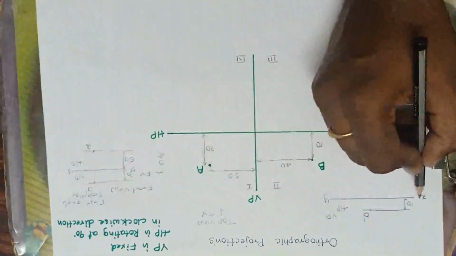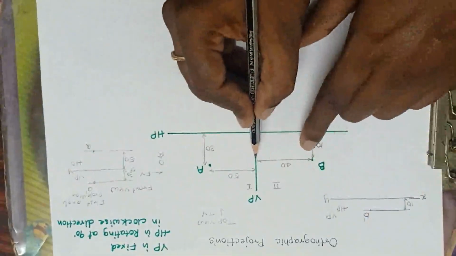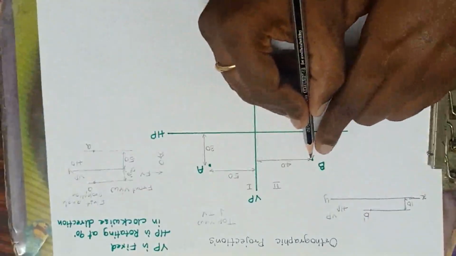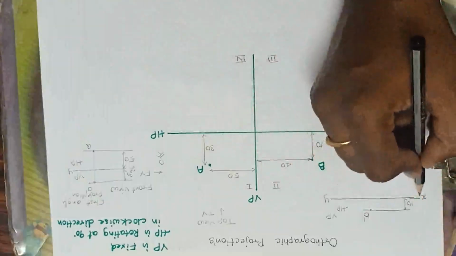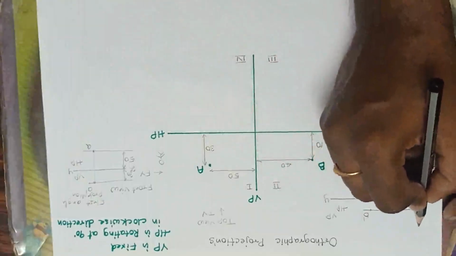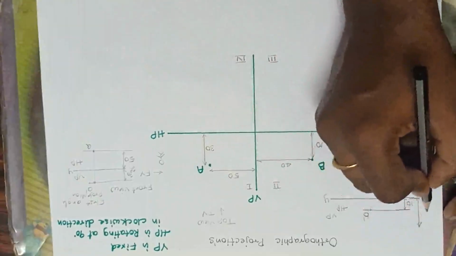Whatever point is falling from the HP onto the VP, I'll put a dash. Next, the distance from the VP which is falling on the HP, so no need to put the dash. So draw here. This is 40.